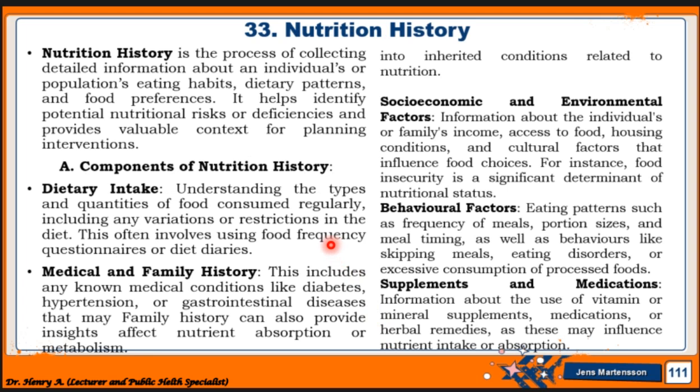Nutritional history. Now, nutrition history is the process of collecting detailed information about an individual's or population's eating habits, dietary patterns, and food preferences, because it will help to identify potential nutritional risk. It will help to identify the deficiencies, and then it will go further to provide valuable context for planning interventions.